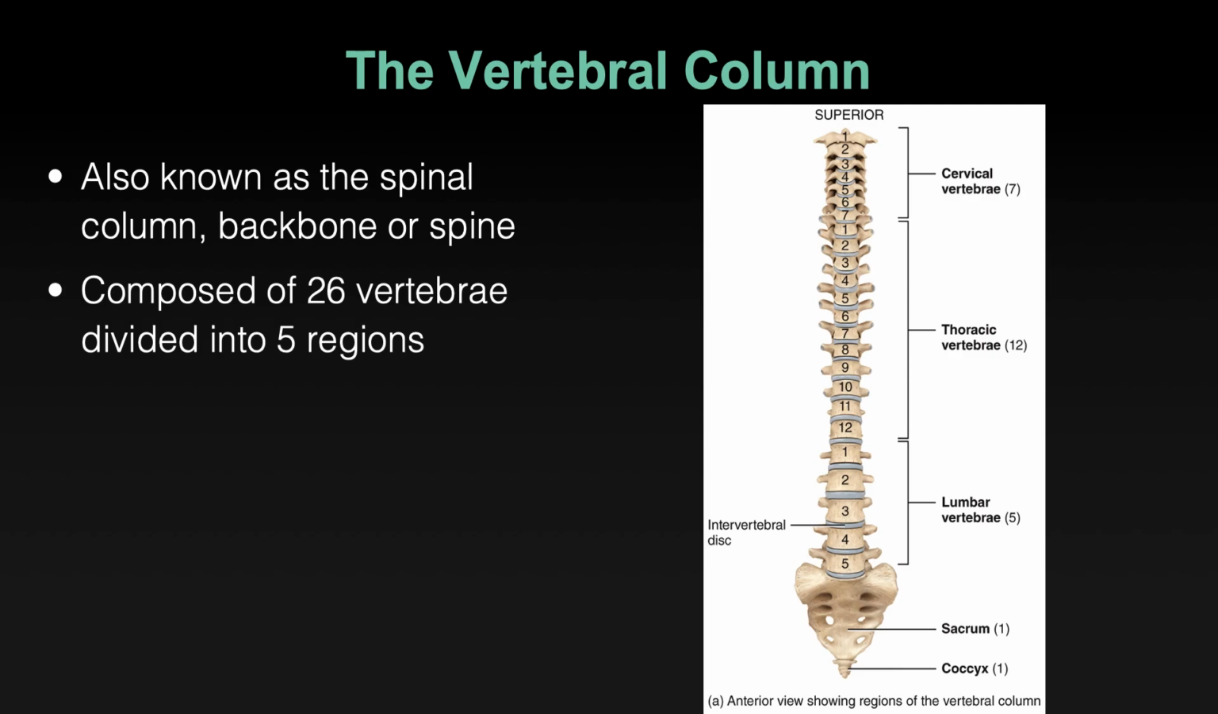There are 5 regions. That's what explains the sequences of the numbers, that they start over. You can see the regions listed over here on the right-hand side: cervical, thoracic, lumbar, sacral, and coccygeal regions of the vertebral column.